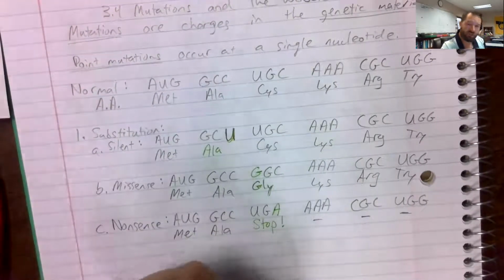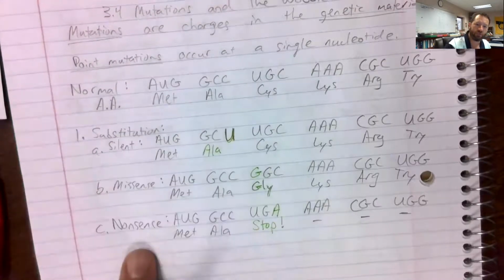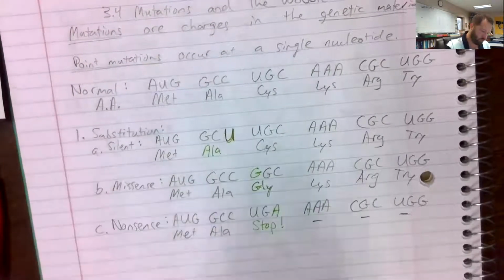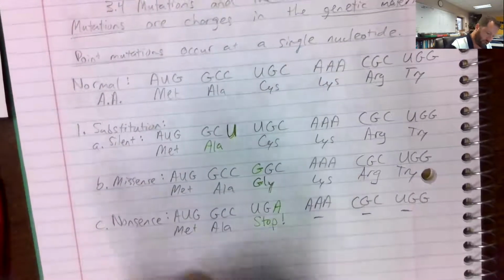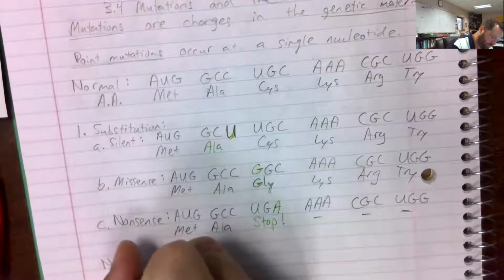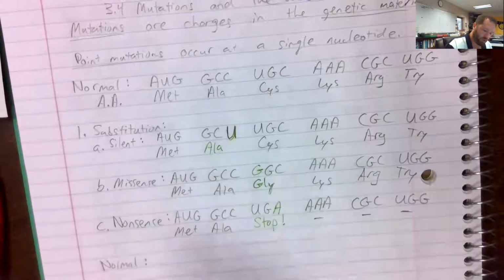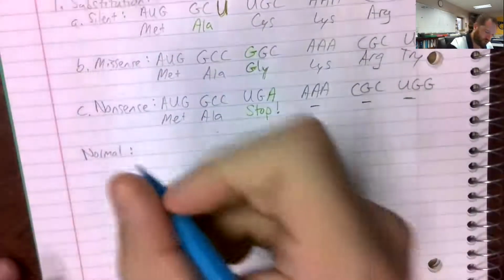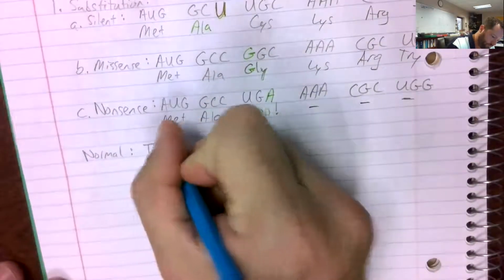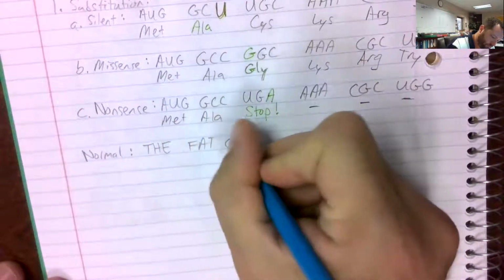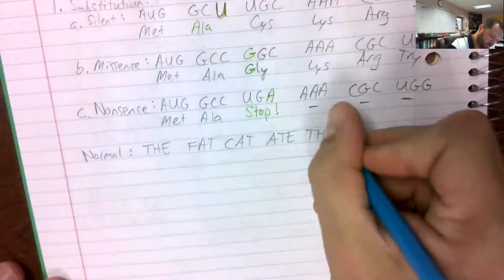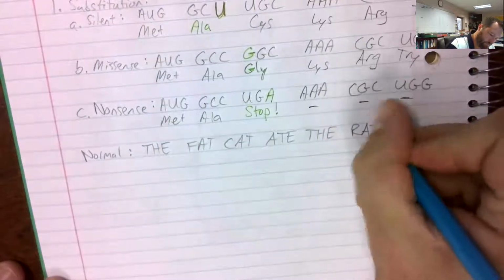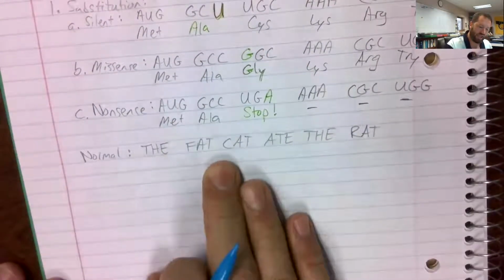All right, our next 2 types. So that's our 3 types of substitutions. Now we're going to go back out to number 2. But before we get there, I want to give you guys an example of what we call a frame shift mutation. So normal, again, codons, 3-letter words. Such as the fat cat ate the rat.